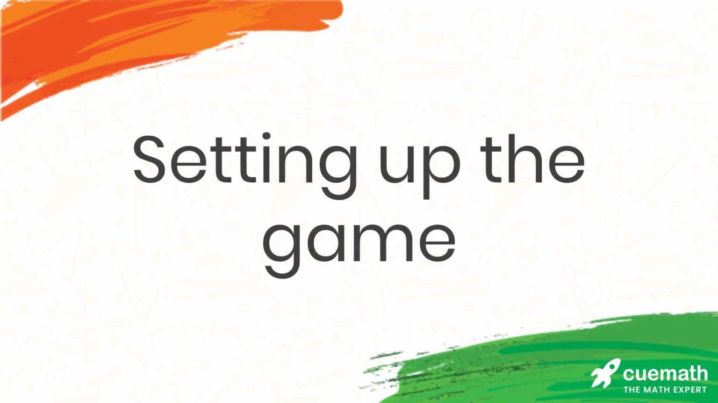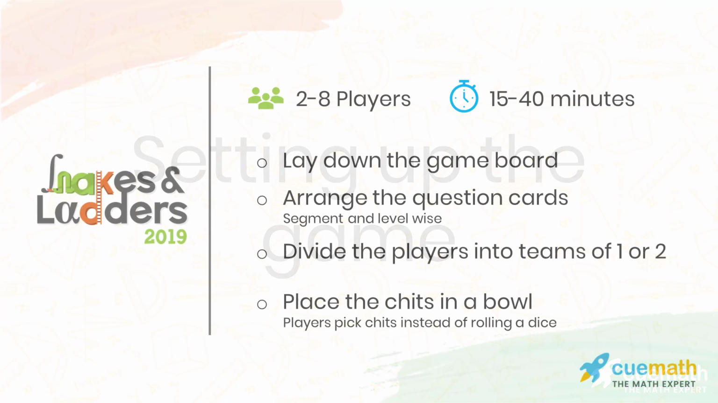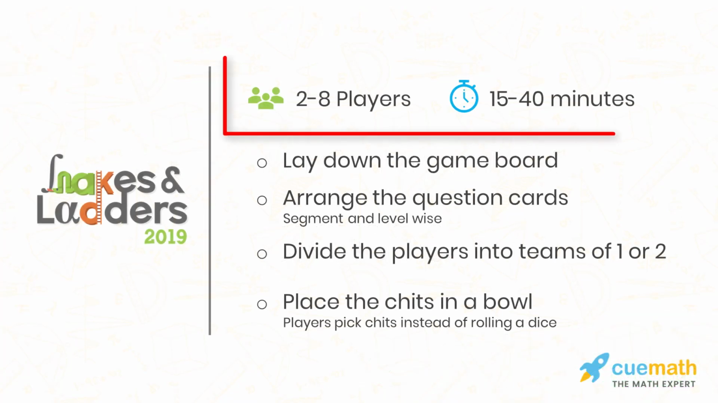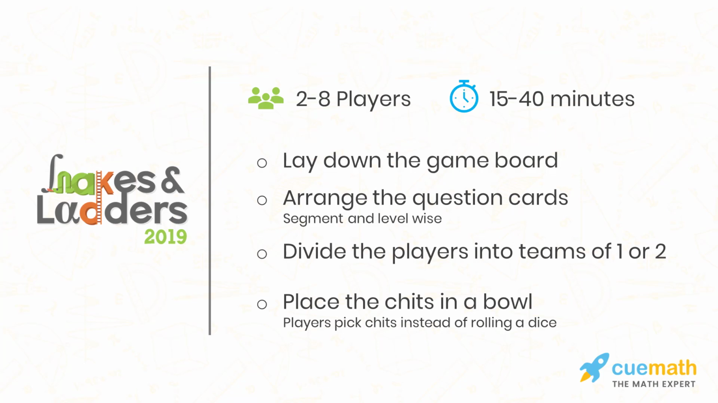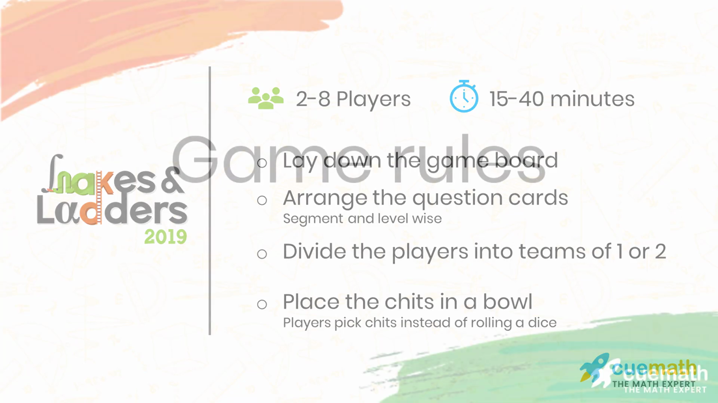Let us now understand how to set up the game. This is a game that is ideal to be played with 2 to 8 players and will run for 15 to 40 minutes accordingly. To set up the game, lay down the game board and arrange the question cards segment and level wise. Divide the players into teams of 1 or 2 and place the chits in a ball. The players will have to pick chits instead of rolling a dice.